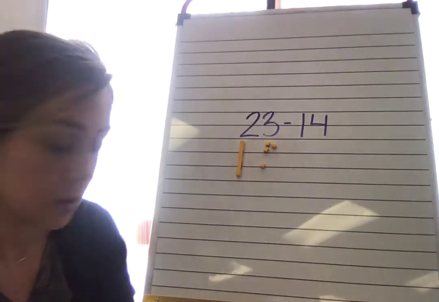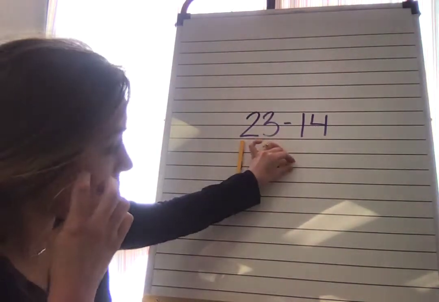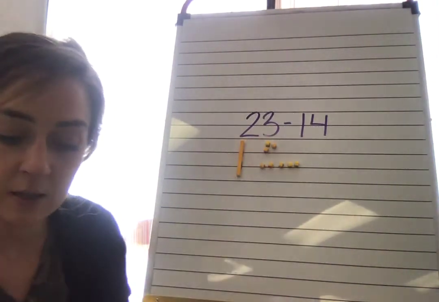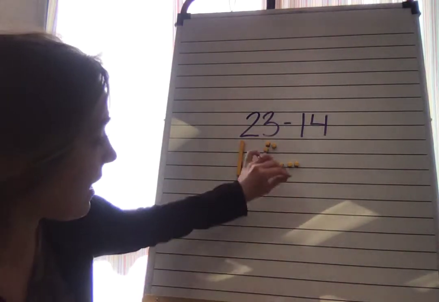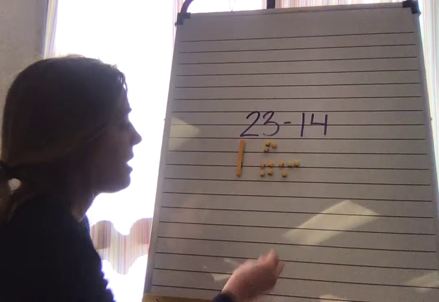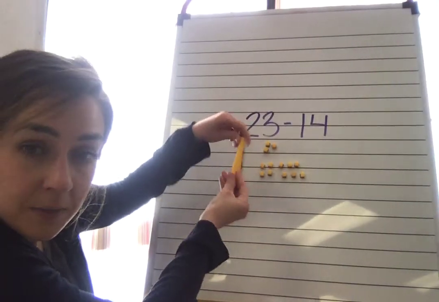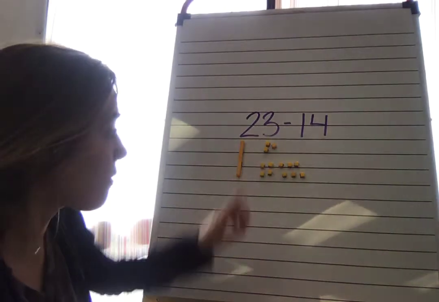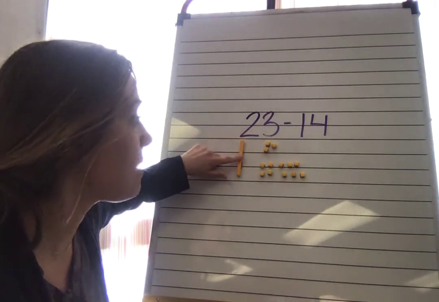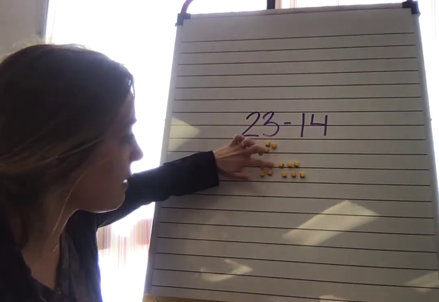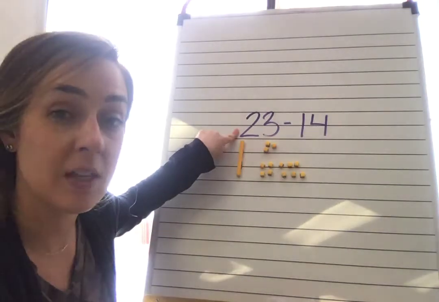1, 2, 3, 4, 5, 6, 7, 8, 9, 10. So this became this. Okay, so if I count it up, all this should still equal my first number. So let's count. 10, 11, 12, 13, 14, 15, 16, 17, 18, 19, 20, 21, 22, 23. Does it equal this number?